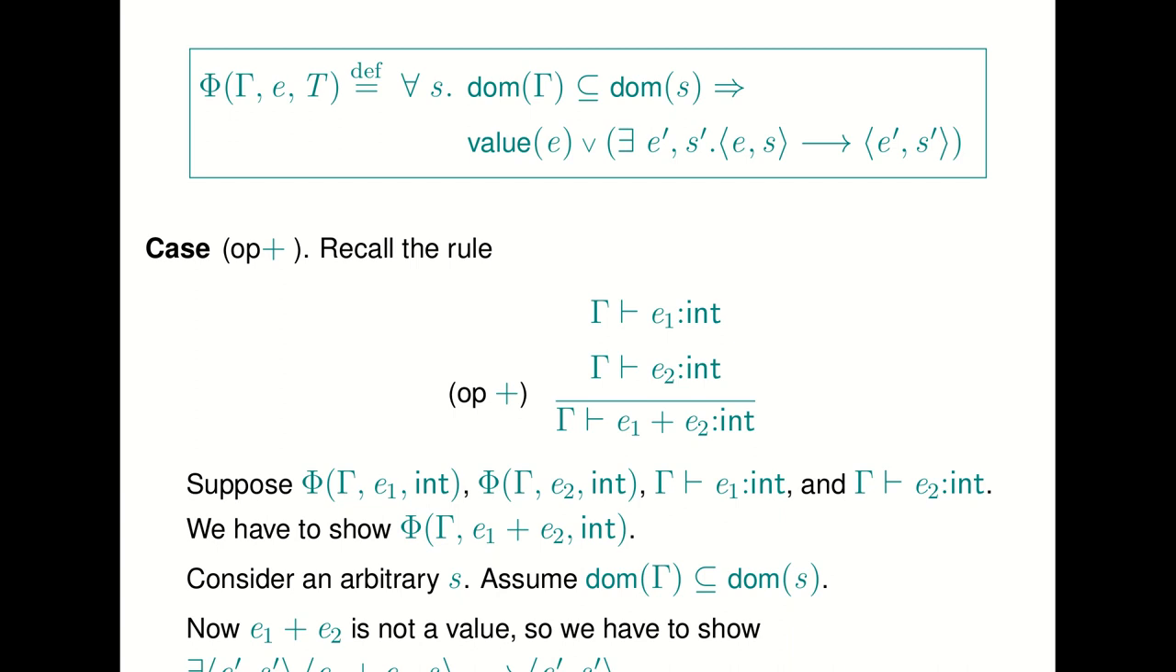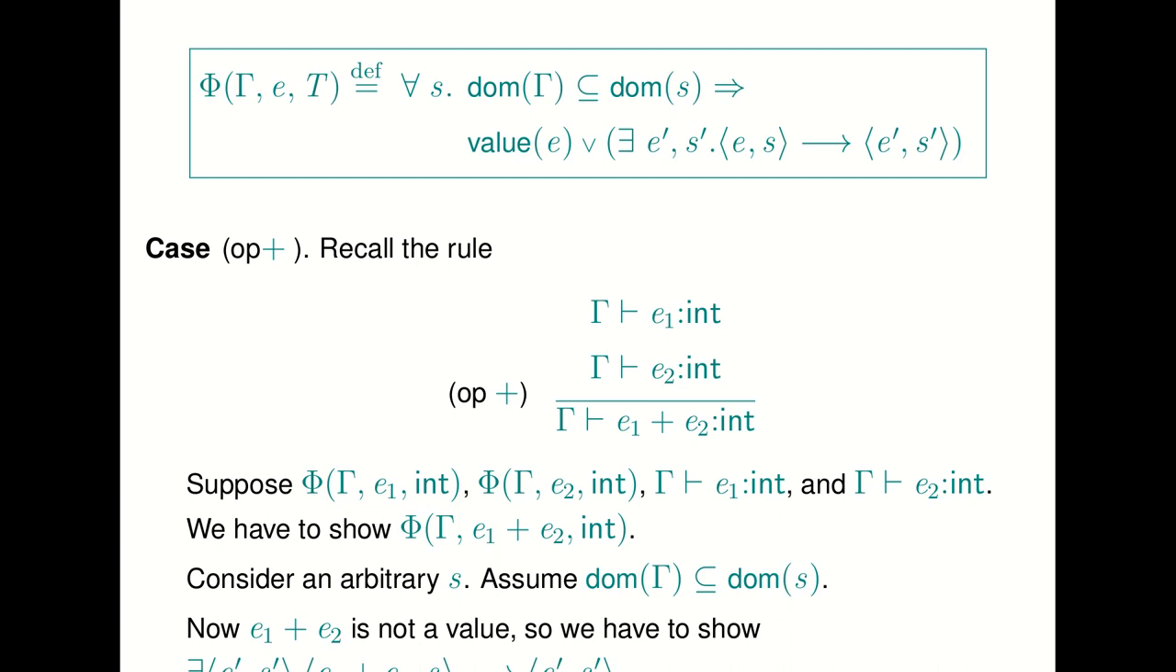And so now, since the progress property for E1 plus E2 is a universally quantified formula, we're going to assume we have an arbitrary S whose domain is a superset of the domain of this gamma. And because E1 plus E2 is not a value, we can't prove it that way. We have to prove that there is a transition we can take.